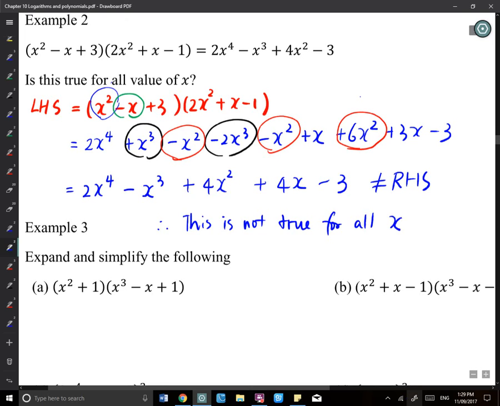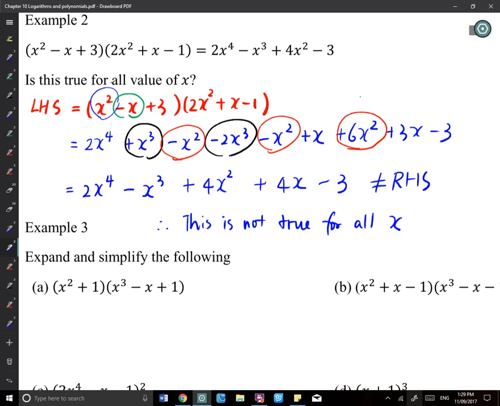It will be true when x equals to 0, because the 4x times 0 becomes 0. So nothing on each side then. But for the other values of x, it's not going to be true, because you will have something extra on the left hand side. So it's not going to be true.